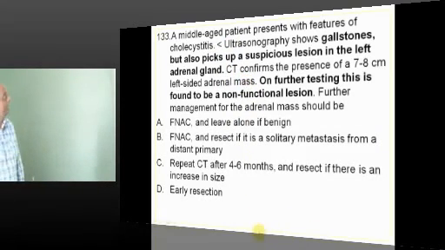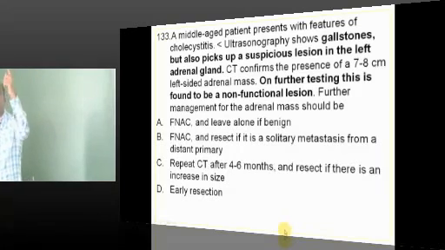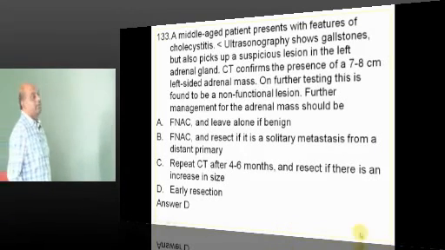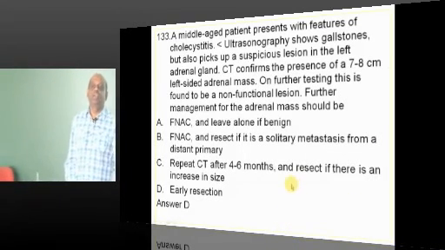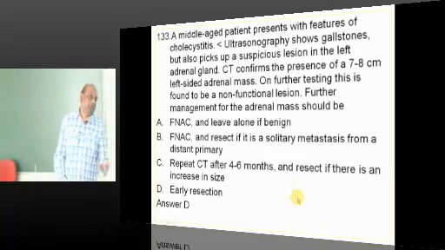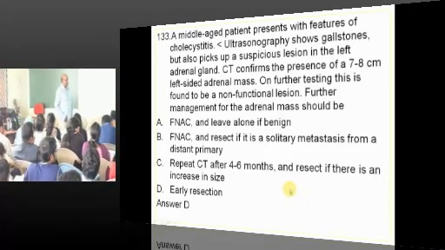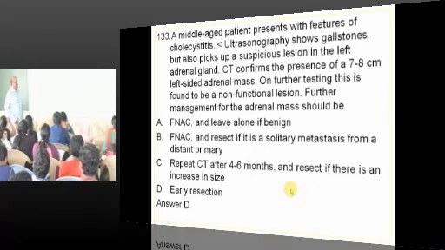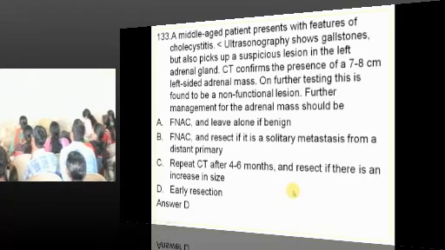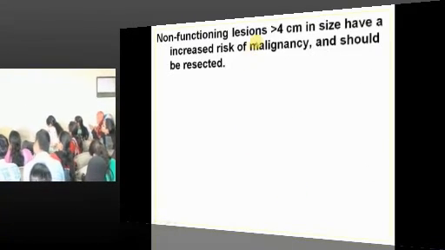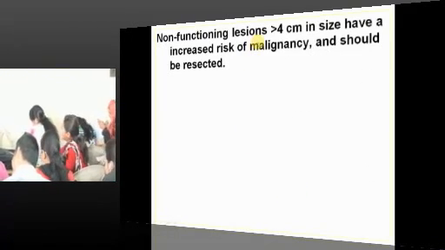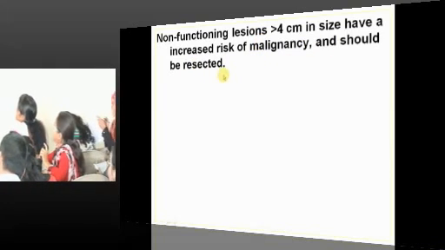Basically, you need to know the size criteria. If you don't know, it is only luck. Sir, 6 centimeters is the cutoff to differentiate between benign and malignant, no, sir? No, sir, more than 4 centimeters in size should be resected.